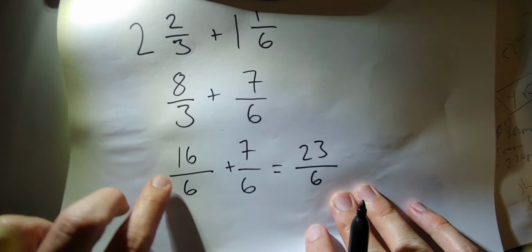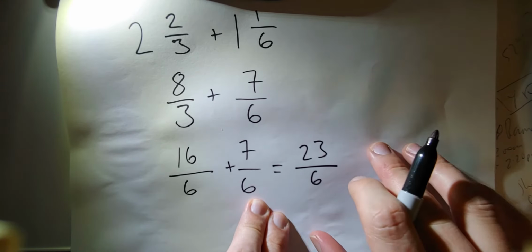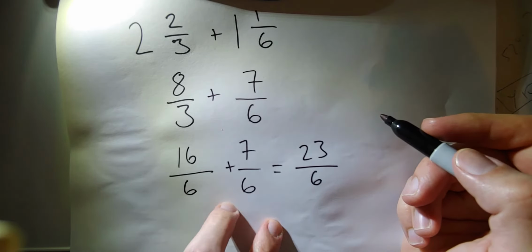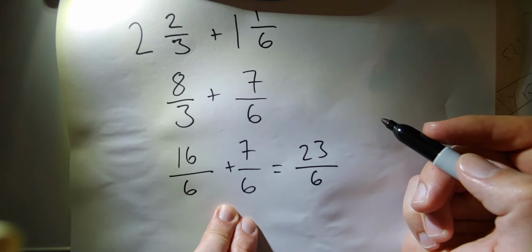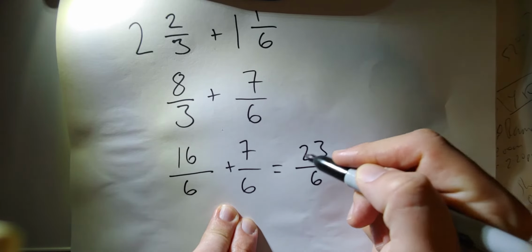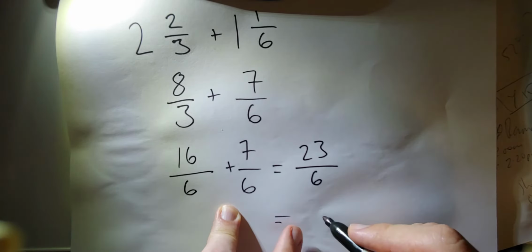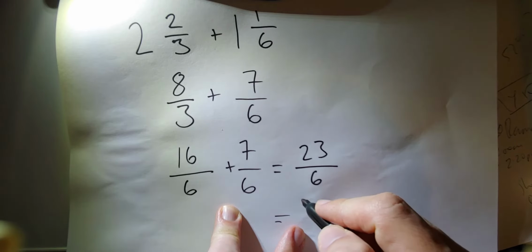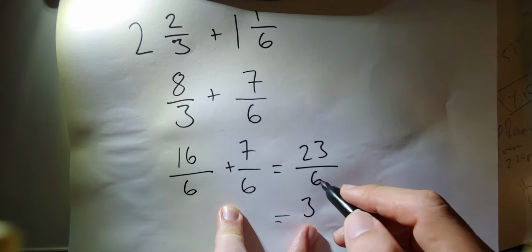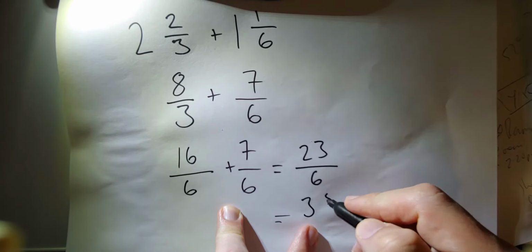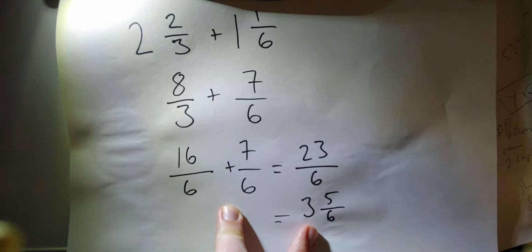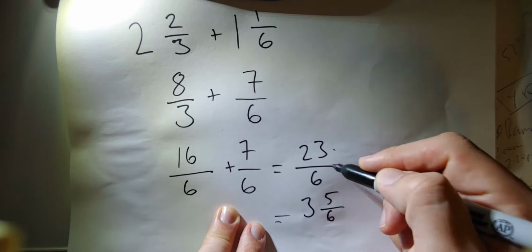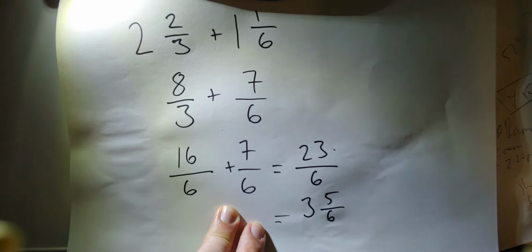Now you can leave your answer as an improper fraction, but sometimes the question will say please leave your answer as a mixed number, which is when we turn this back into a mixed number. How many 6's go into 23? We have 3, and 3 6's are 18, so what is left over? 5/6. So both of these are the correct answer. This is as an improper fraction, and this is as a mixed number.